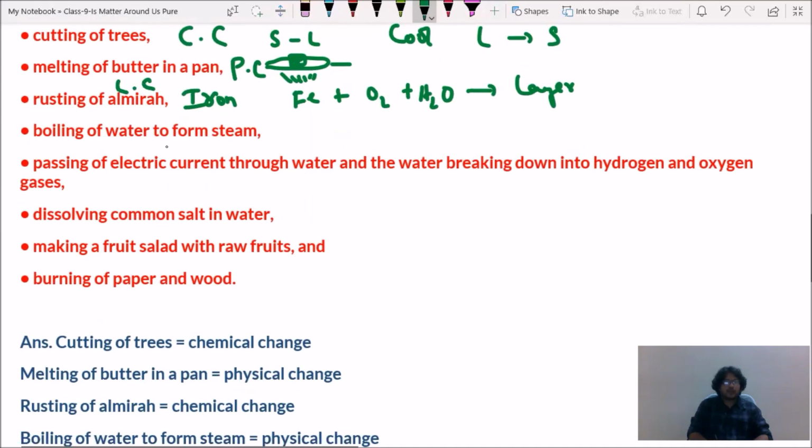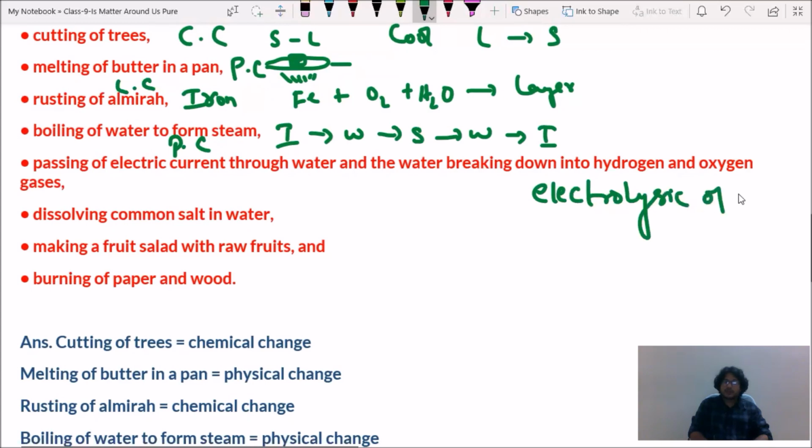Boiling of water to form steam. I told you already, if you take an ice cube and heat it, it will become water, and if you heat it more, it will become steam. Again, if you cool, steam will become water and water will become an ice cube, which can be reversed. So boiling of water to form steam is a physical change. Next, passing of electric current through water, and water breaks down into hydrogen and oxygen gases. This is called electrolysis.